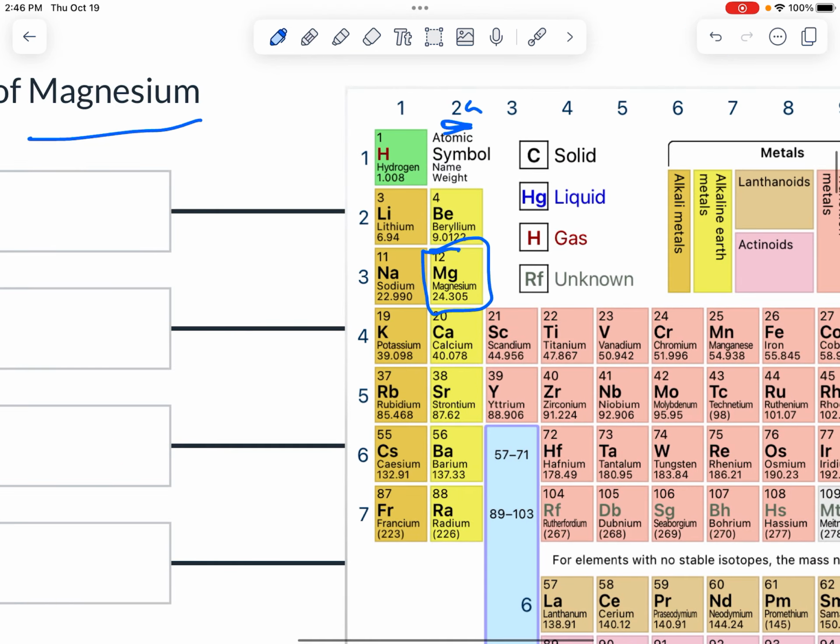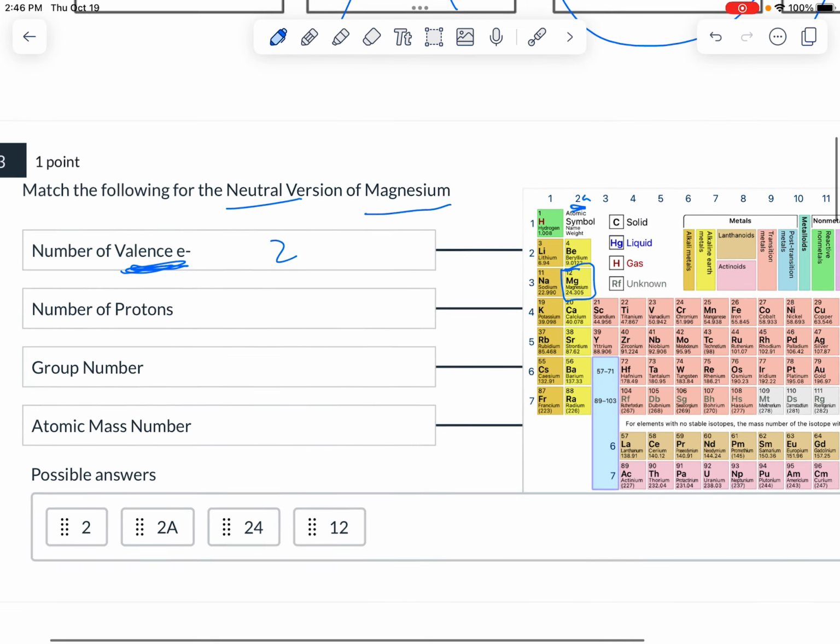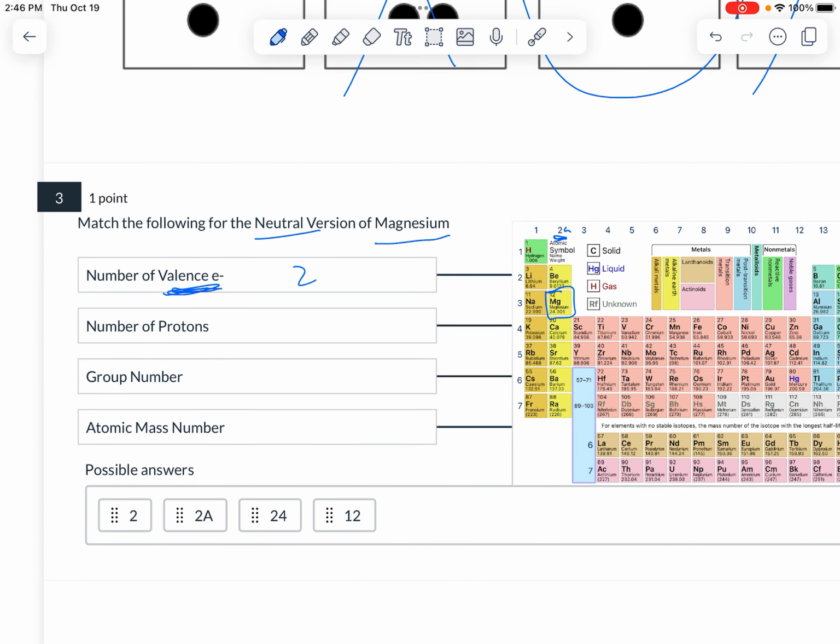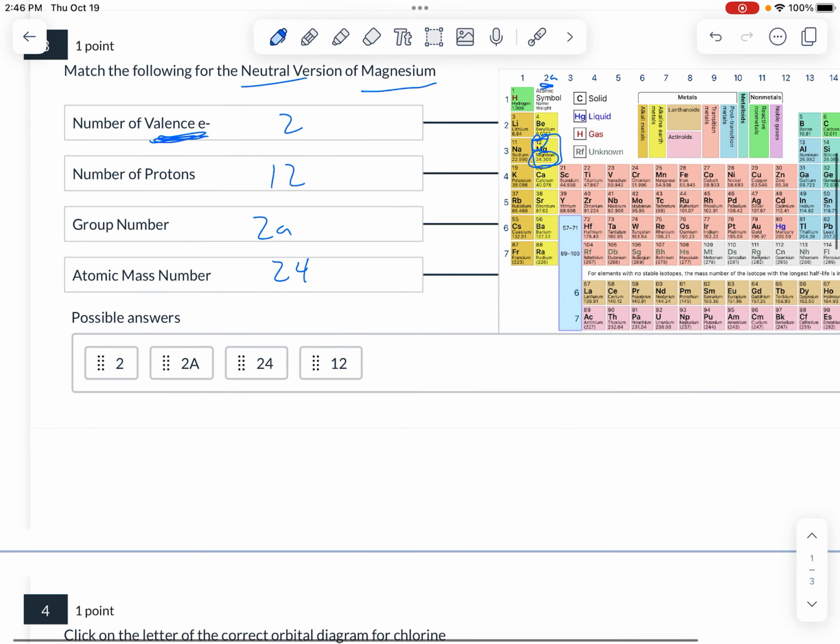It has 12 total, we can see as in the atomic number, but only 2 of them are on the outer high energy level. How many protons does it have? That's easy, it's the top number, 12, right? It's that number right there. Group number, 2A. An atomic mass number, right? So that's the bottom number, but atomic mass number, yeah, that's the whole one. So 24.31. Oh, my bad. Mass number, 24. We're going to round it. Okay, so that's number 3.